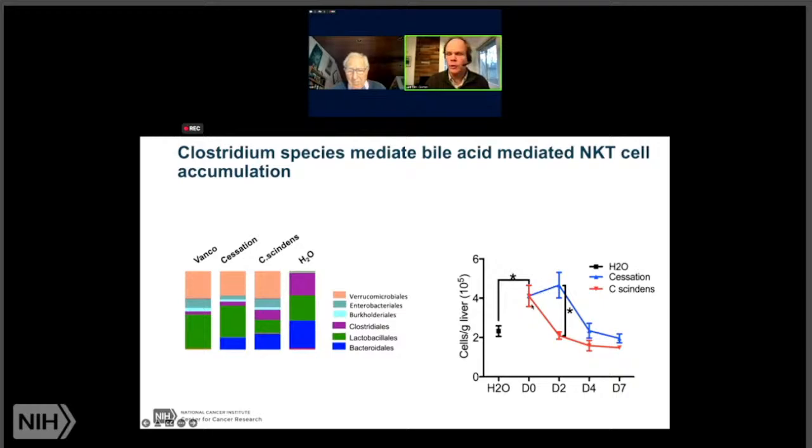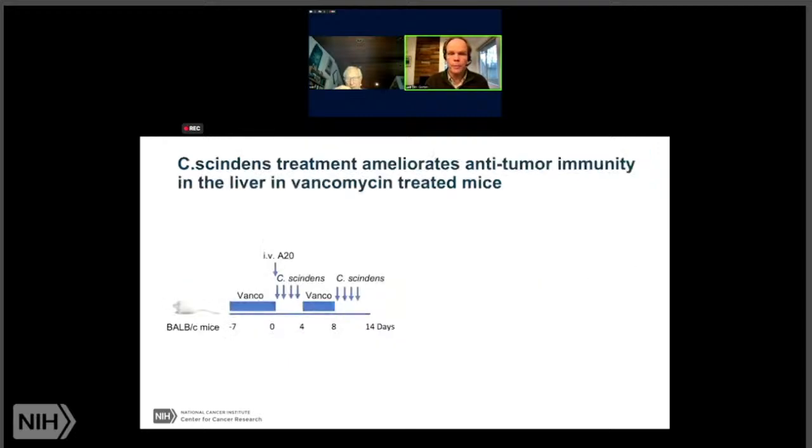And you can see that Clostridium scindens basically starts to metabolize bile acids again. And with this increase in secondary bile acids, we also find fewer NKT cells in the liver. Now, this is again interesting. We can now show that these commensal bacteria can control the number of NKT cells in the liver. But what it does not address yet is if bacteria can actually control tumor growth. And that is now shown here.